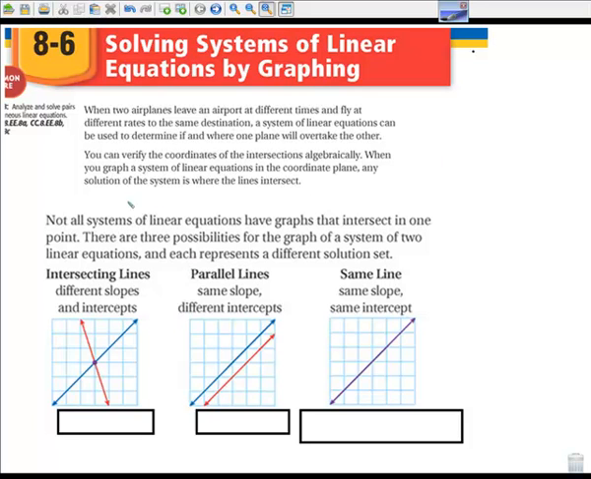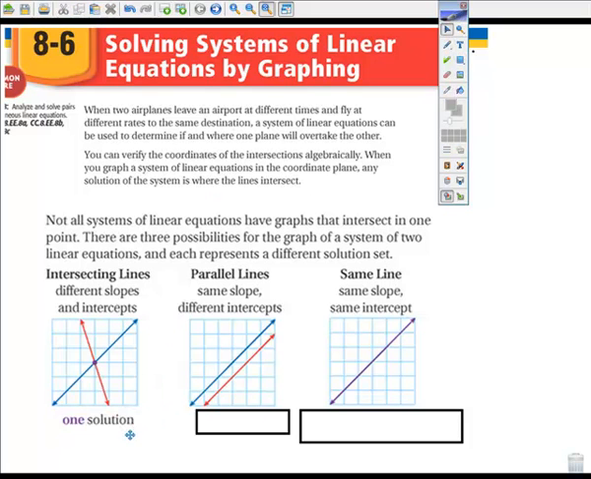So not all systems of linear equations have graphs that intersect in one point. There's three possibilities for the graphs of a system of two linear equations, and each represents a different solution set. So here, if the lines intersect like this, then you have one solution. If they are parallel, the lines will have the same slope and different y-intercepts, and you can tell that they're not crossing at all. So in this case, there are no solutions.